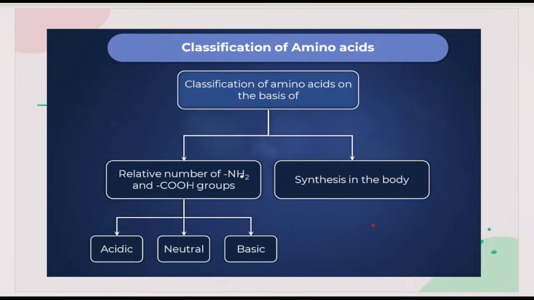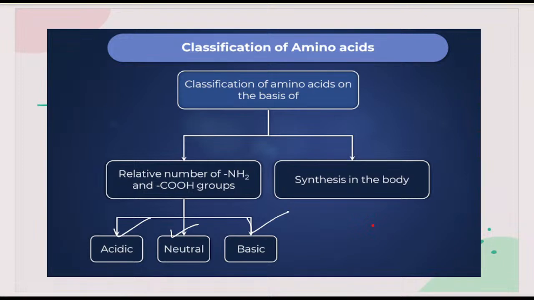First of all, the relative number of NH2 and COOH groups. It is acidic when the COOH groups are maximum, for example aspartic acid or glutamic acid. It is neutral when both are the same, like glycine; you can use any example. It is basic when a strong base group is there, like lysine and histidine, and glycine, these are the examples.